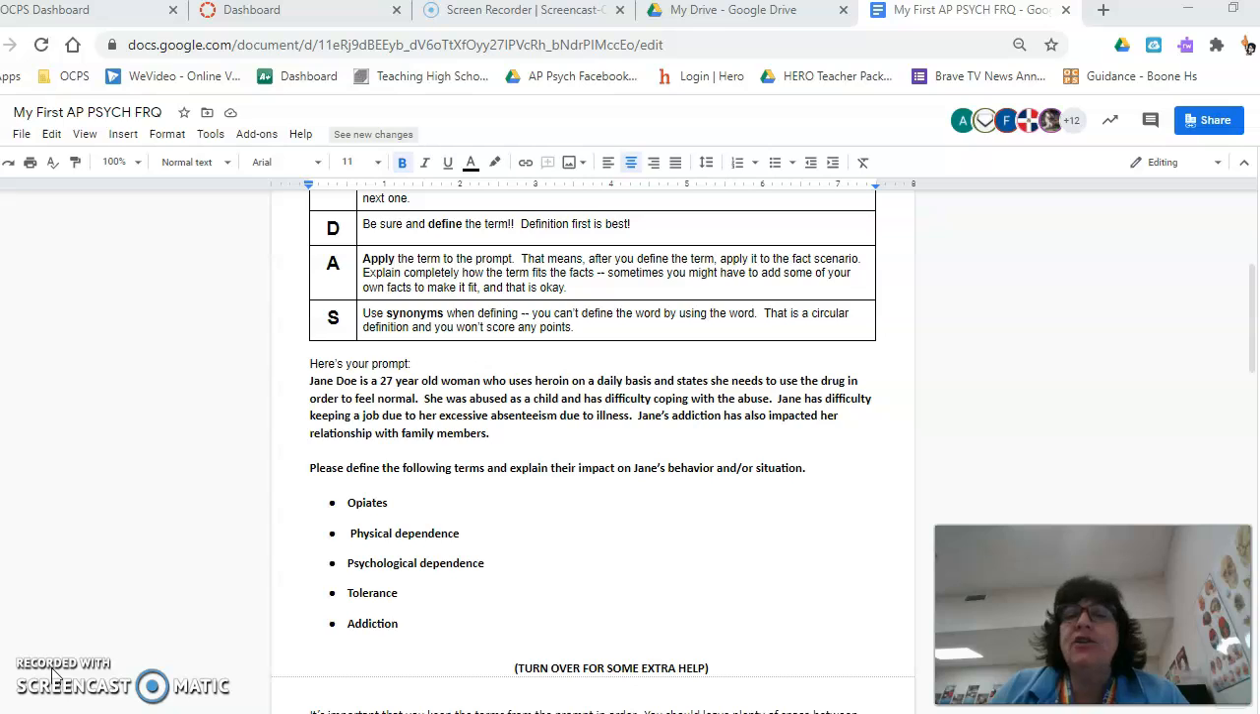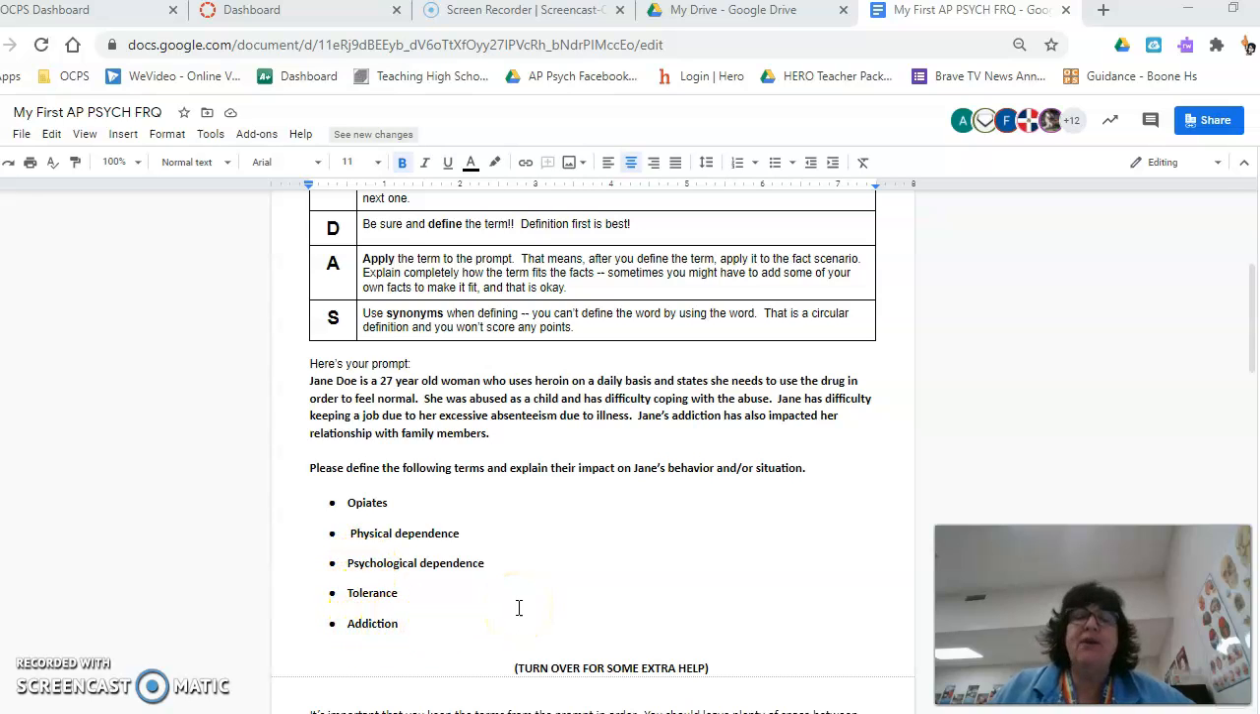If you look here, you're going to see a prompt. This is a typical AP Psych prompt. It'll have a scenario, like a little story, and then a list. It could be bulleted, or sometimes it has letters, of different terms from psychology. When you write an AP Psych FRQ, you create a paragraph for each one of these bulleted terms: opiates, physical dependence, psychological dependence, tolerance, and addiction.